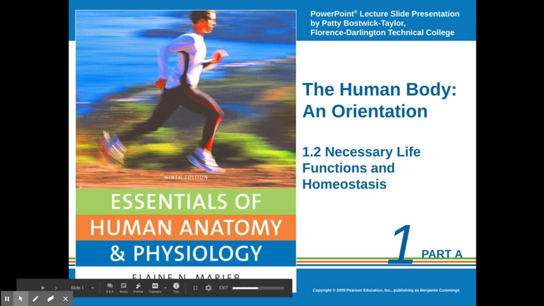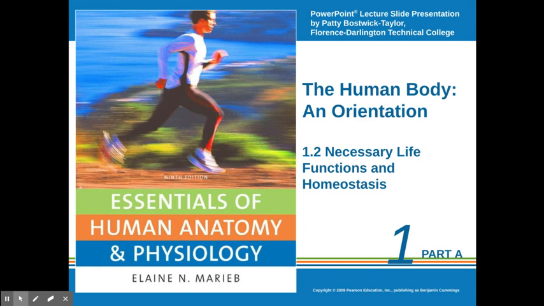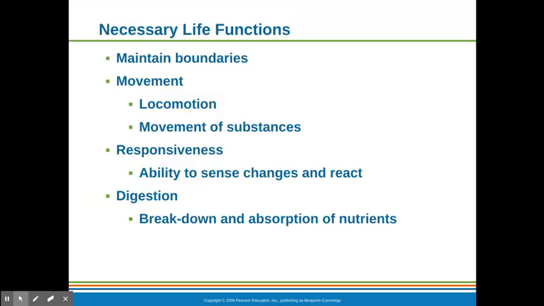Good morning, guys. Today we're going to be going through our second lesson for human A&P, necessary life functions and homeostasis. Now, there are several necessary life functions, and for us to be considered living, this is required of all living things. The first one is maintaining boundaries. The most obvious structure that we have for maintaining boundaries is the skin. That's actually called the integumentary system, and we have an entire chapter that will cover that.